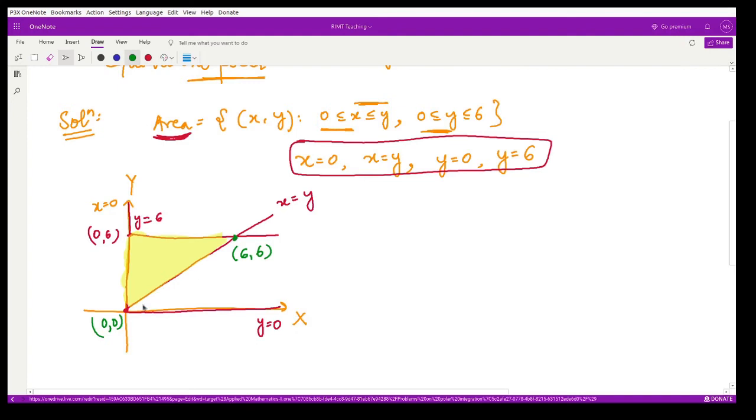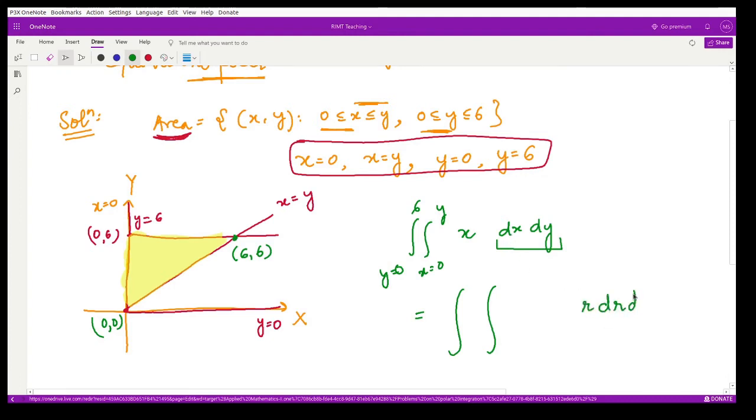So now we have to convert our given integration, with x varying from 0 to y and y varying from 0 to 6, of the function x dx dy, into the corresponding polar form. Whenever you convert it into the polar form, you will write in place of dx dy as r dr d theta, and in place of x you will write x is equal to r cos theta. So this is equal to r cos theta, and here you will write whatever the limits of r are, and here whatever the limits of theta are.